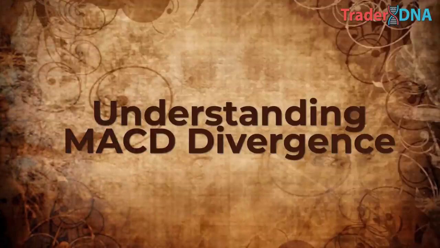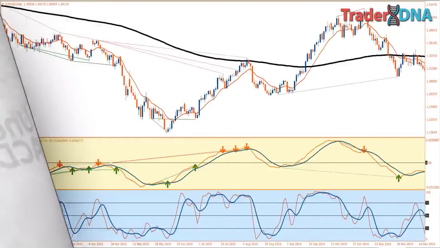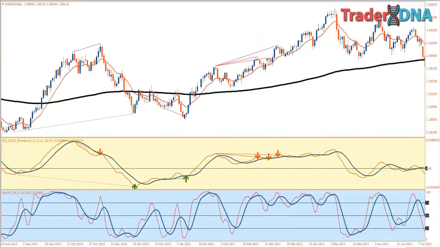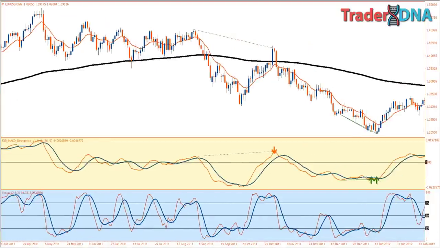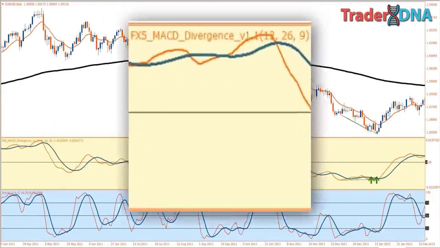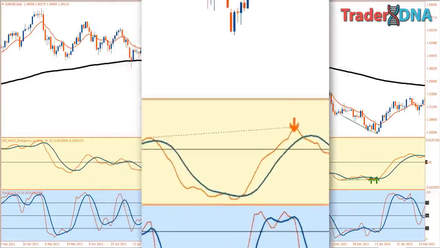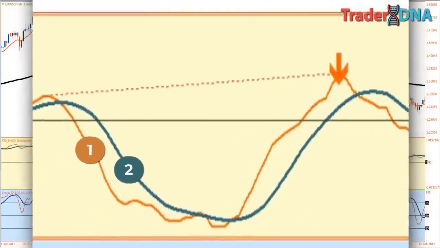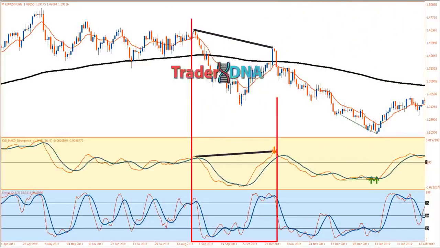Understanding MACD divergence. MACD divergence signifies a trading approach grounded in the moving average convergence divergence, or MACD indicator. MACD, a widely used technical tool, helps traders scrutinize trends and possible shifts in a financial asset's price movements. It's composed of two moving averages, a quicker one and a slower one, alongside a histogram that indicates the gap between these averages. Divergence arises when an asset's price heads in the opposite direction of the MACD indicator. This hints at a potential reversal in the price trend.